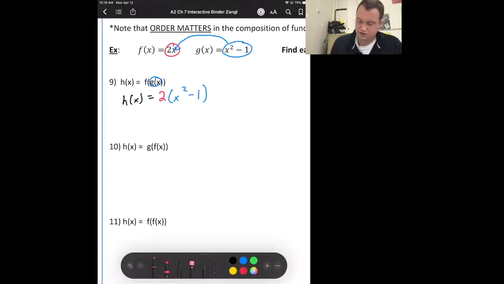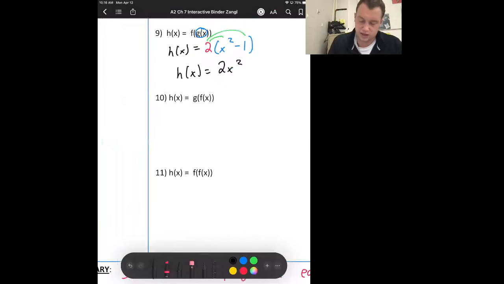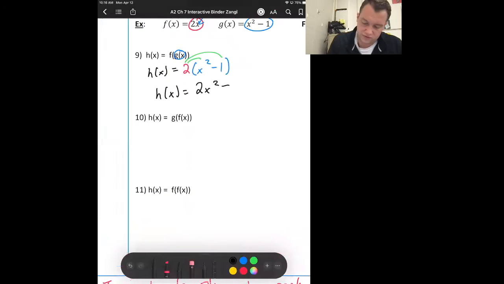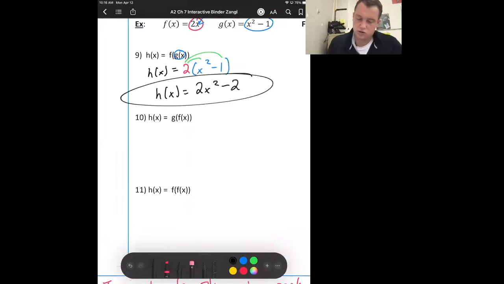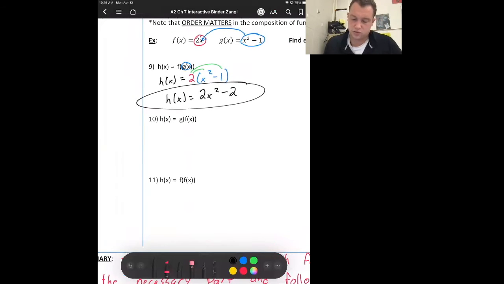Right here, I see that there's a 2 outside, so I just need to use my distributive property. So I'll distribute there and distribute there. So I'll be left with h of x equals 2 times x squared is 2x squared, and 2 times negative 1 is negative 2. So right here, my final answer would be 2x squared minus 2.